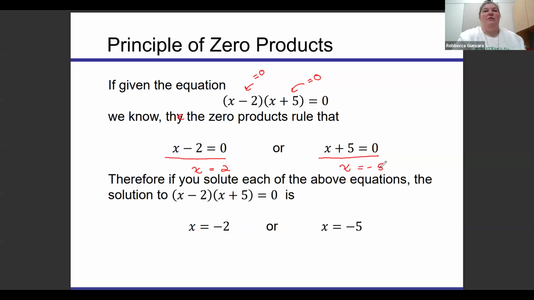Therefore, if you solve each of the above equations, the solution is going to be, we have two choices. If x is 2, then if we plug it in here, this product will be 0. This is going to be 0. If x is -5, then this factor adds up to 0. If we multiply, it doesn't matter what's over here. This is going to be 0.